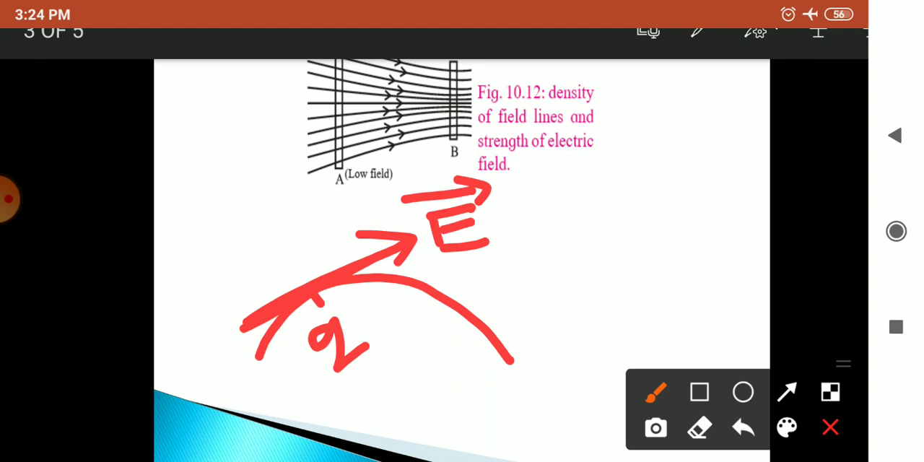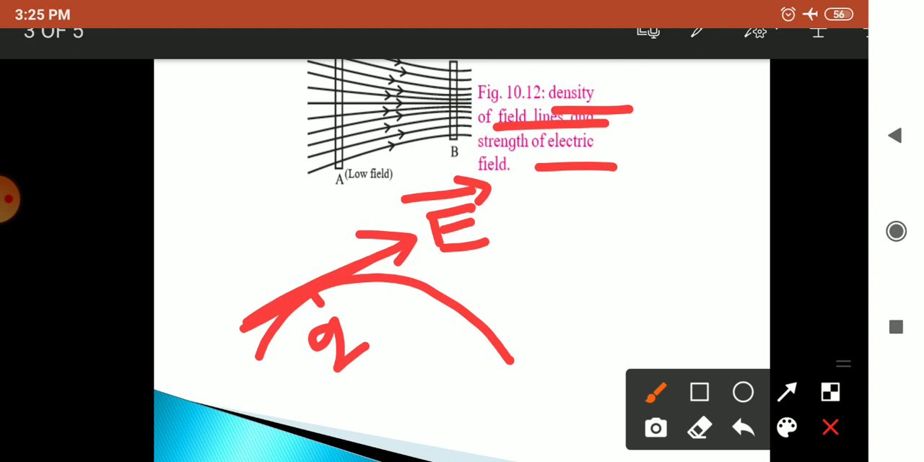The density of these field lines indicates the strength of the electric field at a given point in space. So density, that means the number of charges will give the number of lines of force. So density will give the field lines, and as the number of field lines is more, the strength of the electric field will be more.